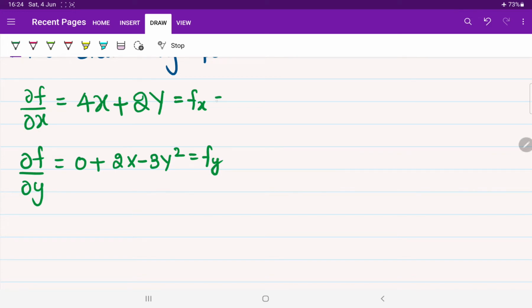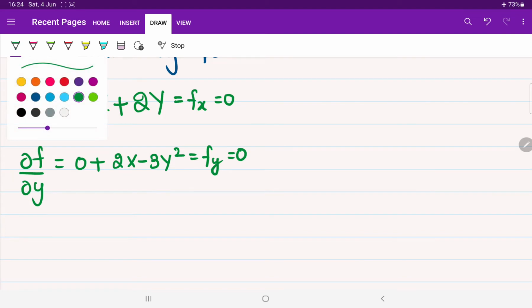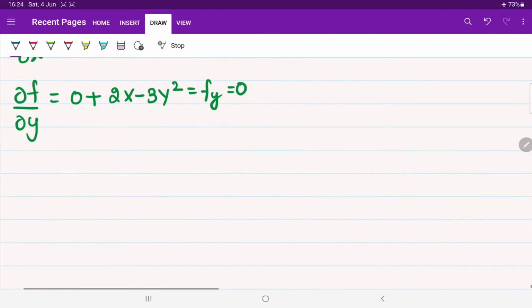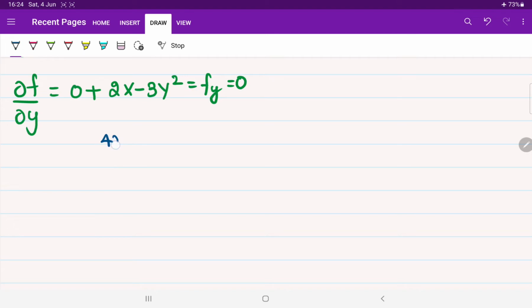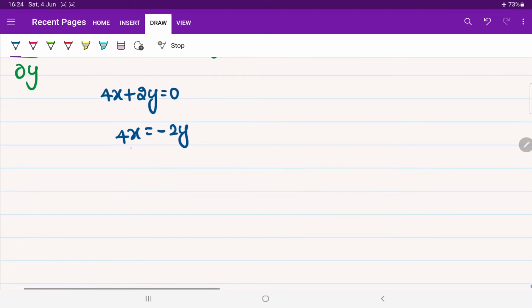After that, what we have to do is equate the resultant value to 0 in order to identify the stationary point. So let us look into the solution for this question. From the first equation we got 4x plus 2y equal to 0. From this we can say 4x equal to minus 2y, or the value of y is equal to minus 2x. Am I right?